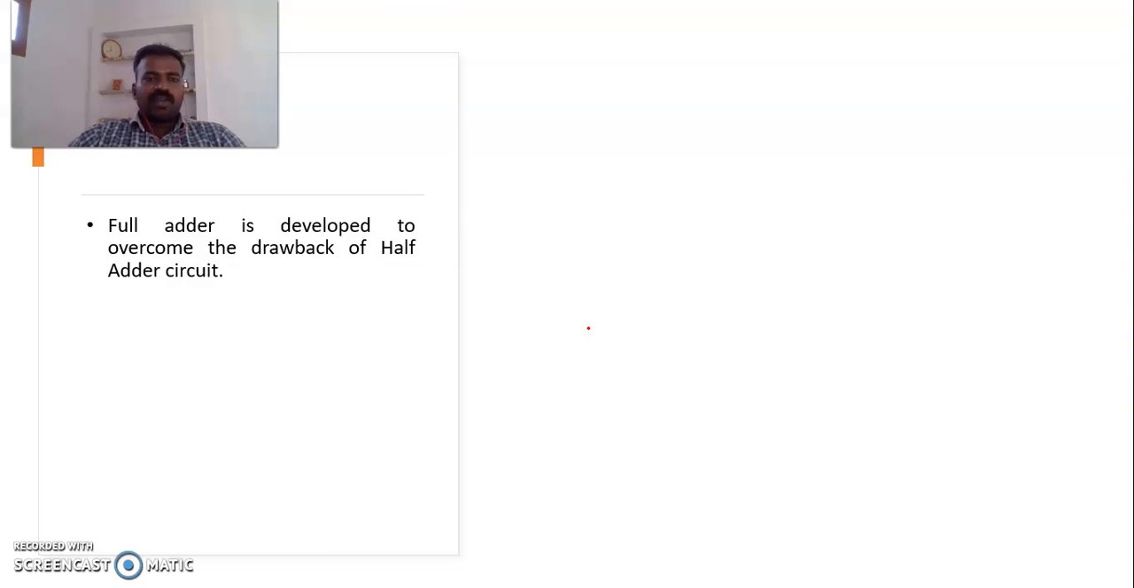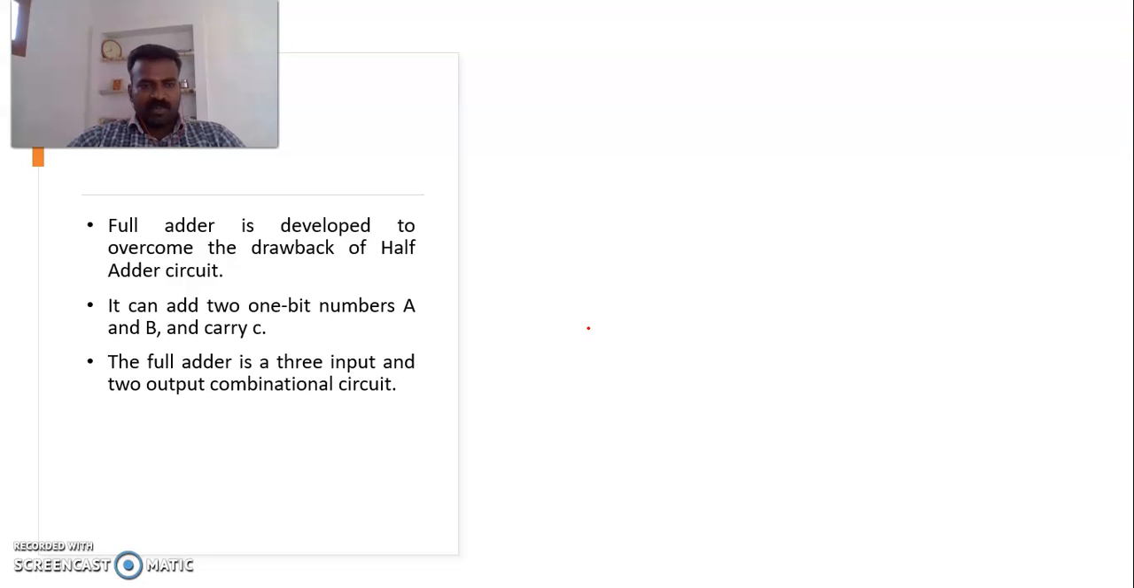Next, full adder. The full adder is developed to overcome the drawback of the half adder circuit, that is, when the number of variables increases to more than 2. So the full adder can add two 1-bit numbers A and B and a carry in C.